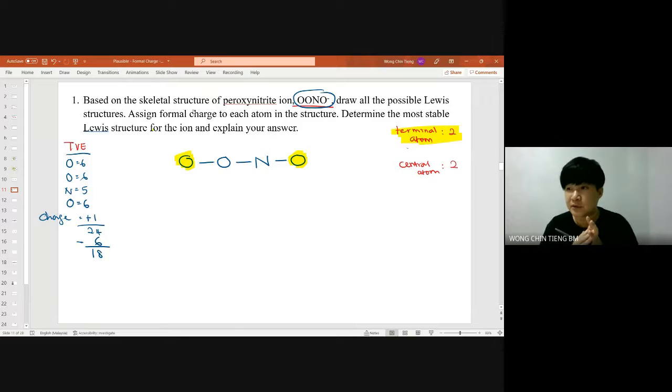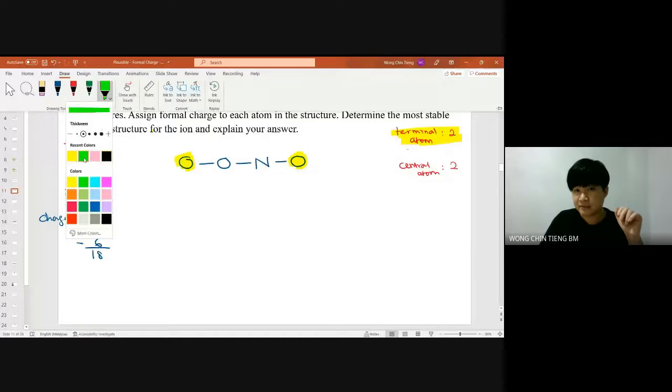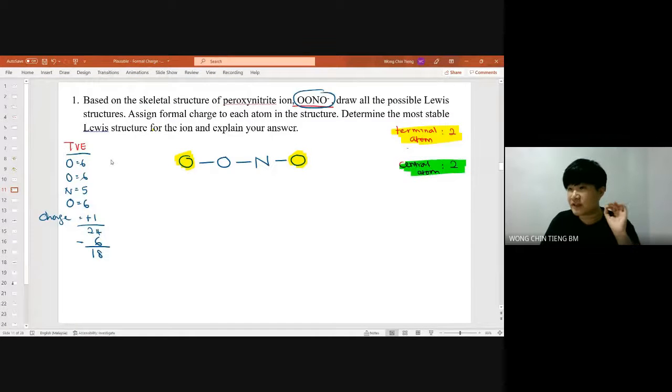Itu maksud terminal. Tapi dalam soalan ni, we have two central atom. Central atom adalah kedua-dua oksigen ini dan nitrogen. Sebab apa? Kenapa dia central? Dia duduk tengah-tengah. Kiri, kanan atau atas bawah, selepas dia masih ada orang, bermakna dia adalah central atom. Question so far? Happy with that?